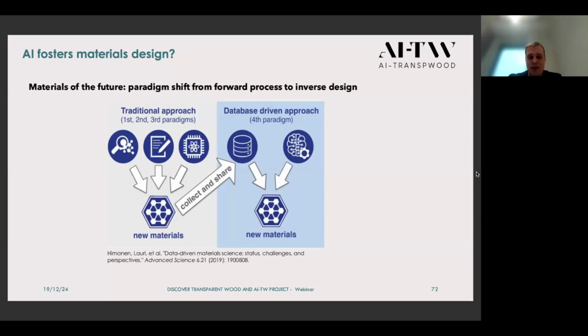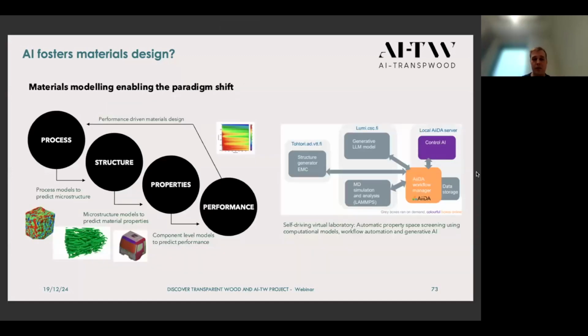Now what we are moving towards is basically a database-driven approach where we collect and share the data that we have generated and of course continue generating still, and try to utilize data-driven tools to analyze the databases in order to find correlations between the data and use AI to actually predict new materials, and then of course the loop continues. So when I'm coming from the background of materials modeling, it's most natural to talk about this in this context. So basically, in materials modeling, what we are often doing is taking raw materials, processing them in certain ways to obtain certain structures.